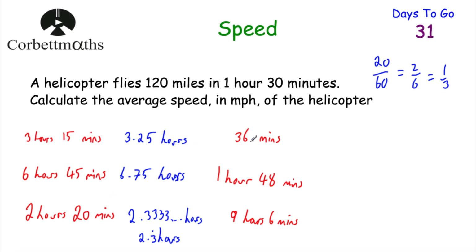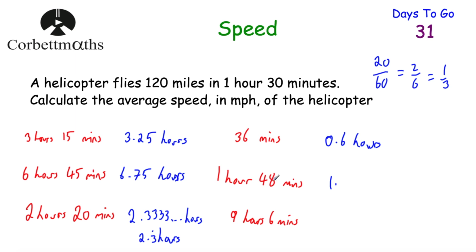Okay, next, 36 minutes. So again, we could write this as a fraction and cancel it down. Alternatively, you could get your calculator and just take your 36 and divide it by 60. And 36 divided by 60 is 0.6. So it's 0.6 hours, just dividing that by 60. So 0.6 hours. 1 hour, 48 minutes. So 1 hour would be 1 point. And then 48 minutes, divide the 48 by 60.